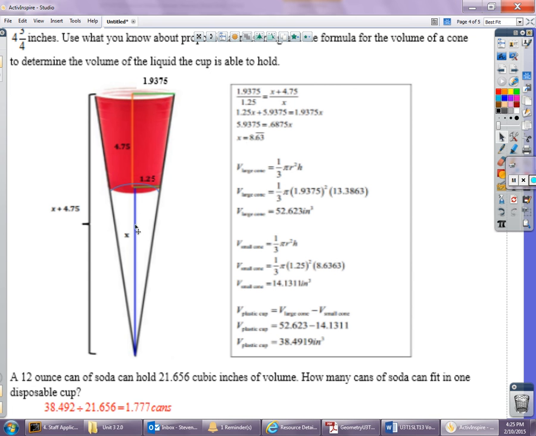And now you know what the height of this cone is, and you know what the height of the big cone is. So to find the volume of the larger cone, which is this whole big thing, you get this answer. Then you find the volume of the smaller cone, because now we know the x, which is the height of the smaller cone, and you already knew the radius. That gets you 14.131. And if you subtract them, the big cone minus this white part, you get what's left, which is the volume of the cup, which is about this answer.